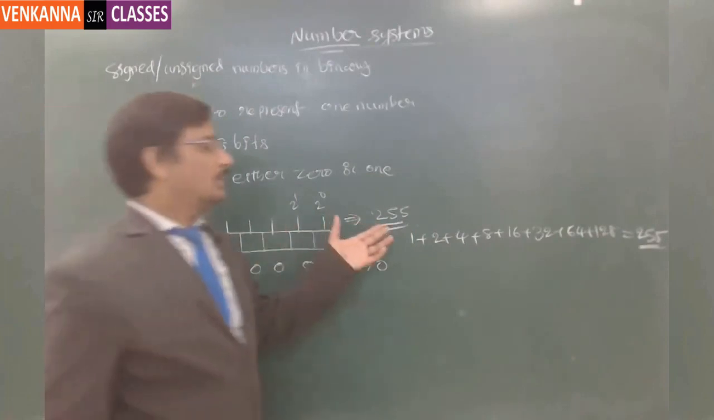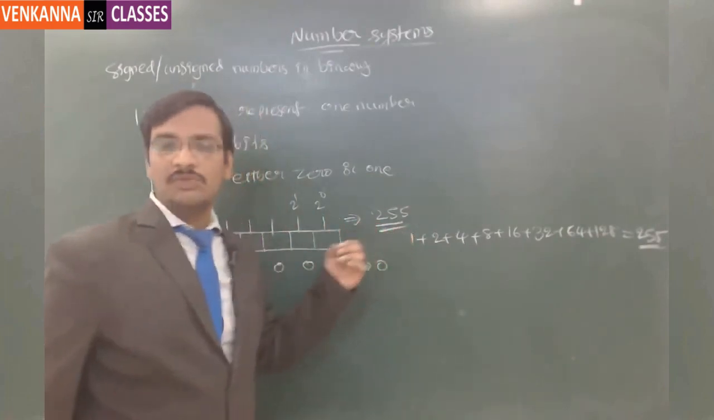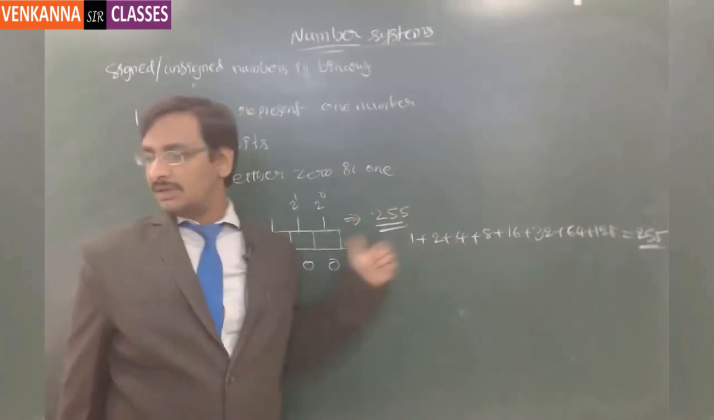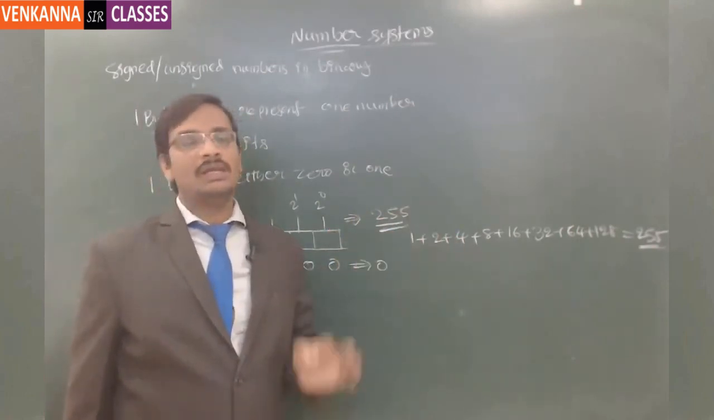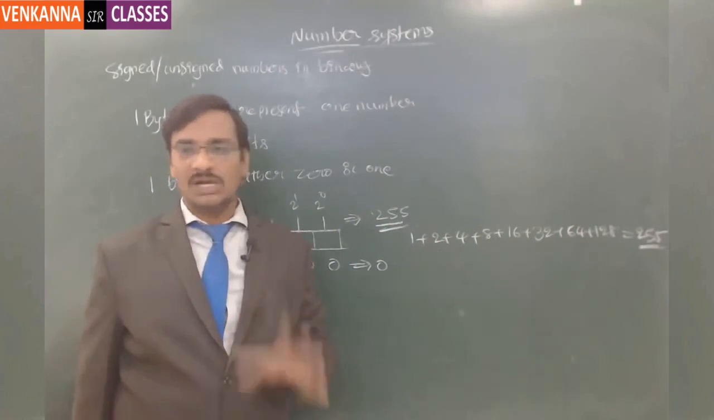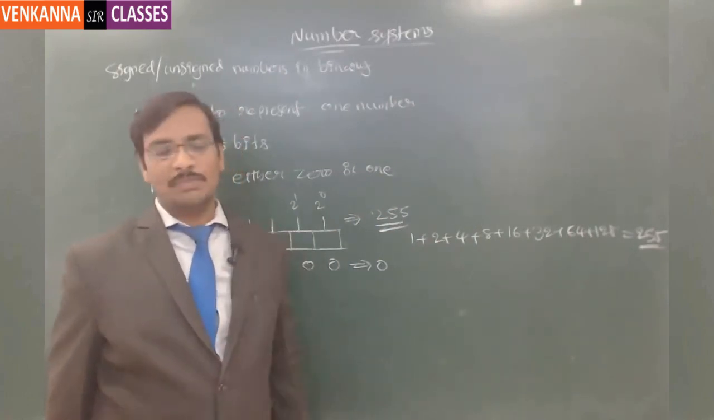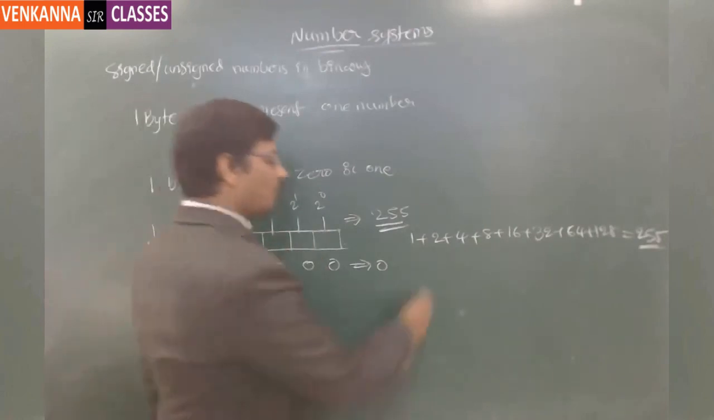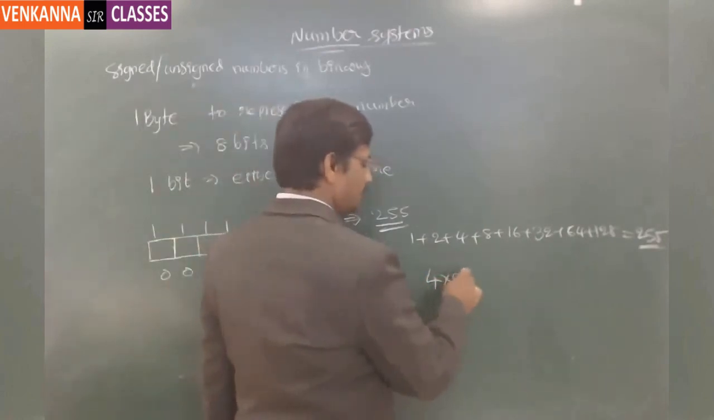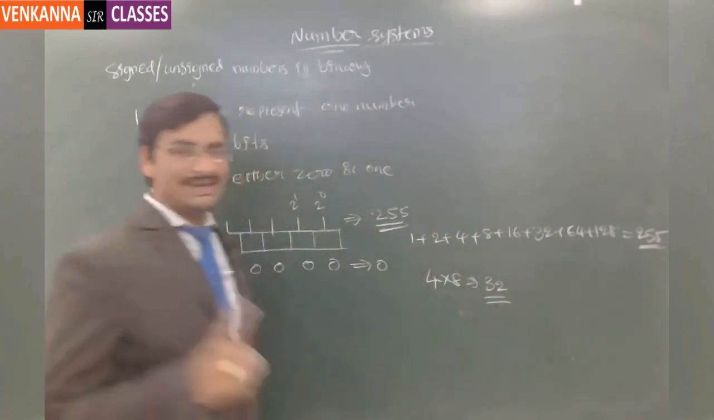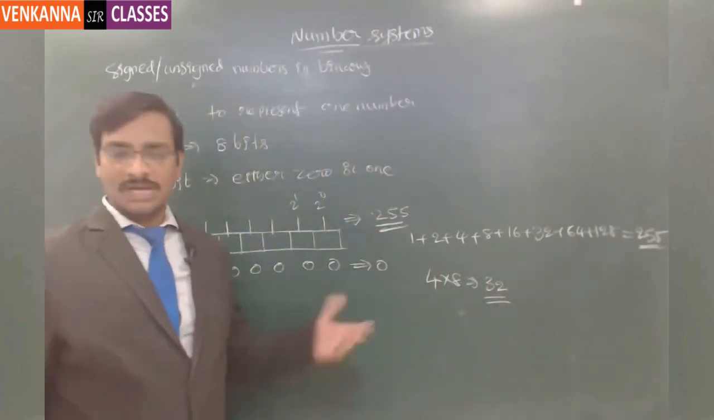So now if you want to represent a bigger number, then you can increase these positions. Usually in computer programming, at least in C language, we use 4 bytes to represent an integer number. So 4 bytes means 4 into 8, which is 32 bits allocated to represent an integer number in standard C programming.